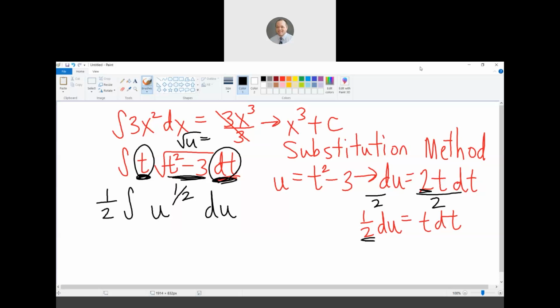Now, before we integrate, are there any questions about the substitution method?